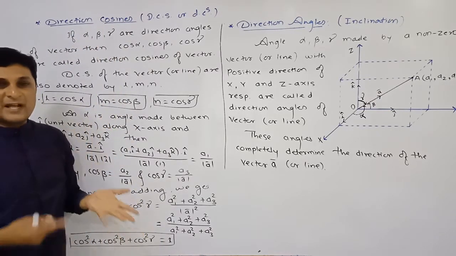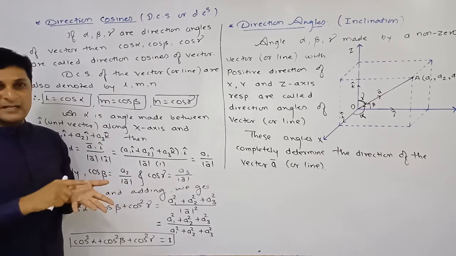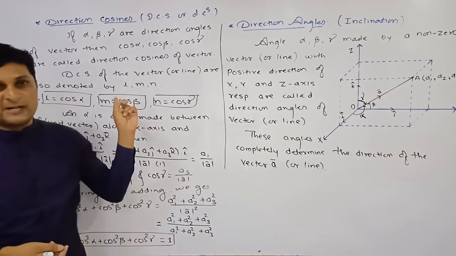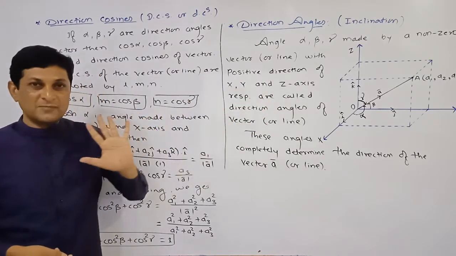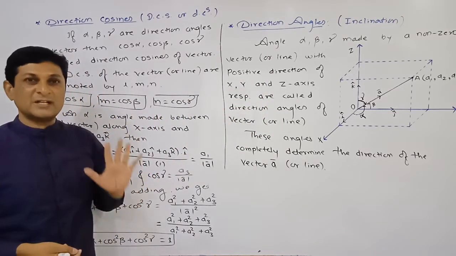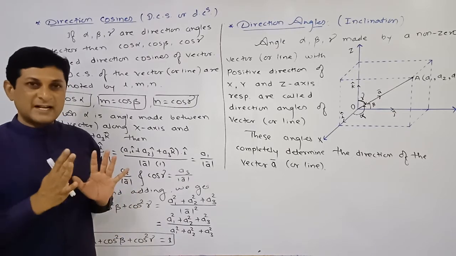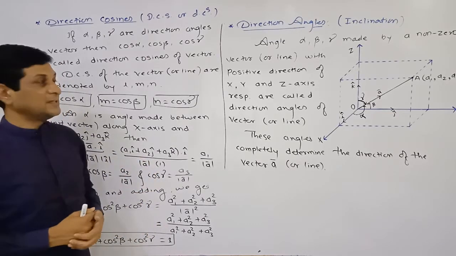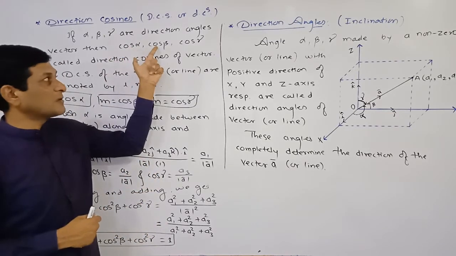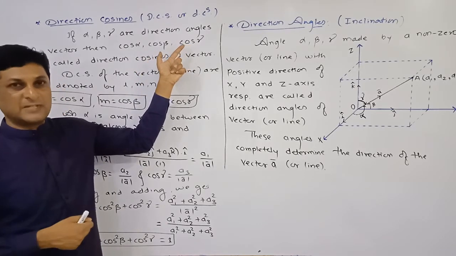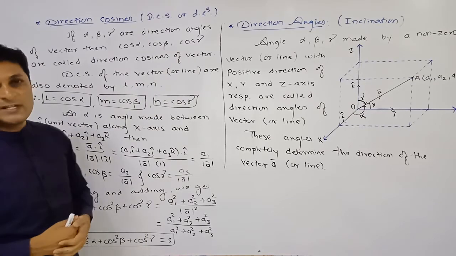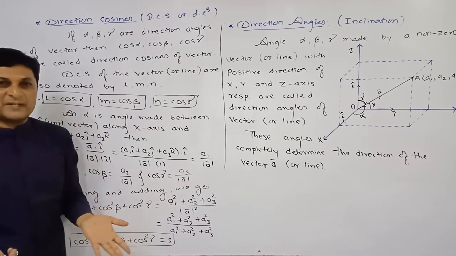Getting it very simple. Alpha, beta, gamma are what? Direction angle. Direction angle means what? Angle made by the line with positive direction of x, y and z axis. If alpha, beta and gamma are the direction angles of a line or direction angles of a vector, then we can say that cos alpha, cos beta, cos gamma are called as direction cosines of that vector or direction cosines of that line. So very simple definition is there.